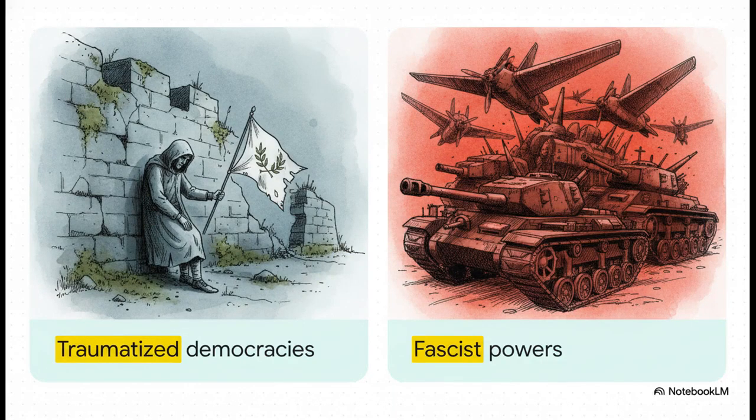What you have here is a stark psychological contrast. On one hand, you've got traumatized democracies like Britain and France. They're economically weak from the Depression and so absolutely desperate to avoid another war that they are entirely on the defensive. On the other hand, the fascist powers, Germany, Italy, Japan, are hyper-militaristic, aggressively hunting for resources and actively testing out modern weaponry. That massive disconnect allowed these unpunished land grabs to continuously accelerate.